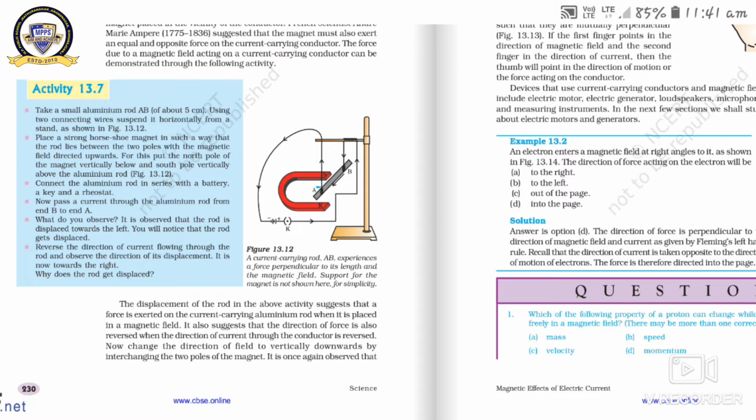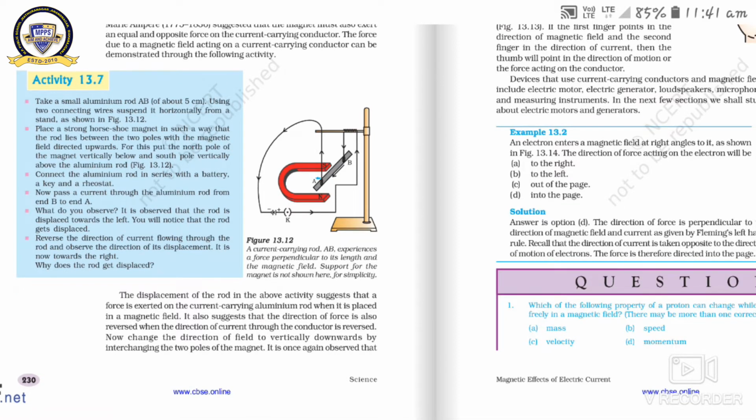Now, place a strong horseshoe magnet in such a way that the rod lies between the two poles with the magnetic field directed upwards. For this, put the north pole of the magnet vertically below and the south pole vertically above the aluminum rod. Got it? So here this is the very important thing.